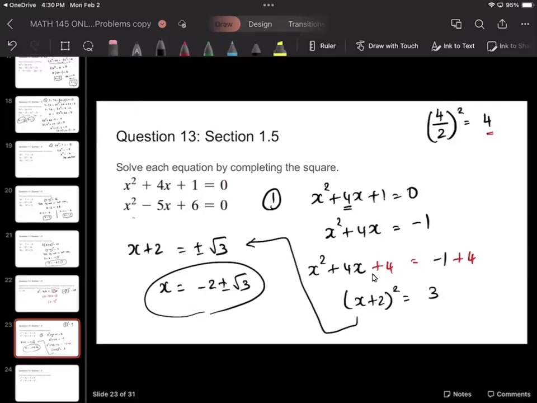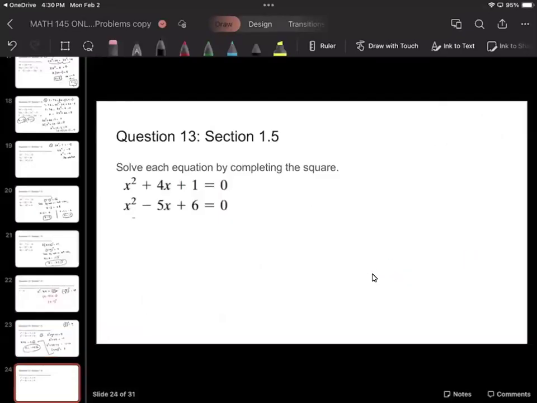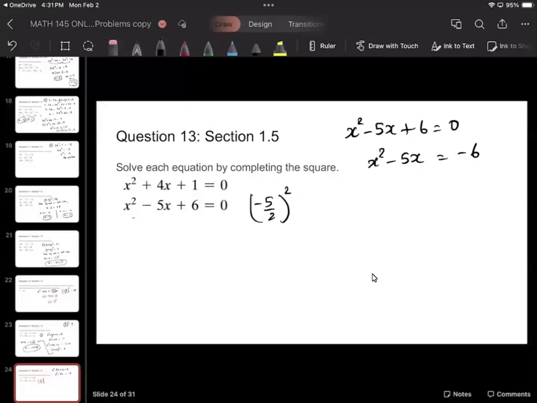Okay, so take the middle term, cut it in half, square it. That's what you want to add to both sides. So now let's do the same thing in here, but because this has an odd number, it makes it a little bit more difficult. So here I have x squared minus 5x plus 6 is 0. X squared minus 5x is negative 6. So what should I add? I should add this to both sides, okay? So what is that? Let's see. For x squared minus 5x, this is 25 over 4. So I'm adding 25 over 4 to both sides.